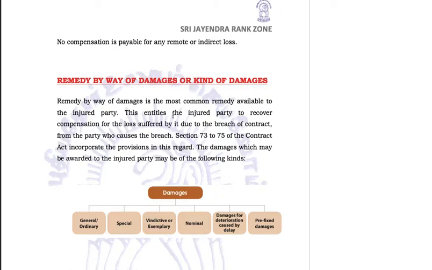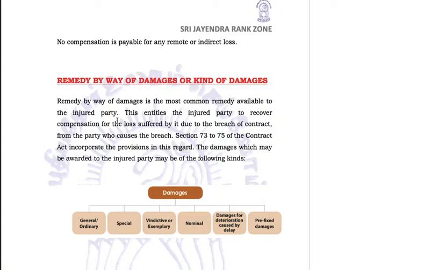Remedy by way of damages is the most common remedy available to the injured party. Why? Because no other remedy can assist you, as the breach has already taken place. This entitles the injured party to recover compensation for the loss suffered due to breach of the contract from the party who causes the breach.